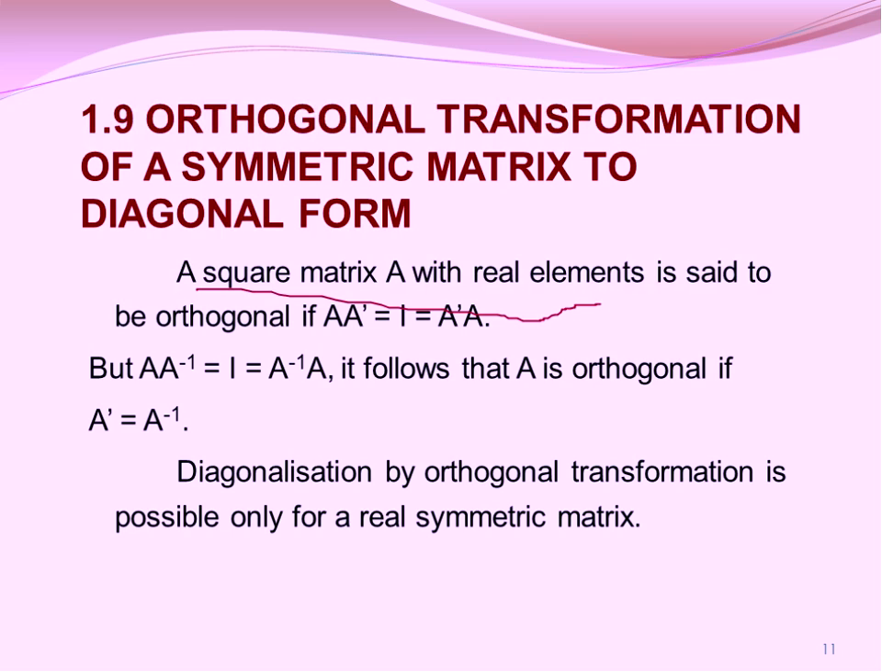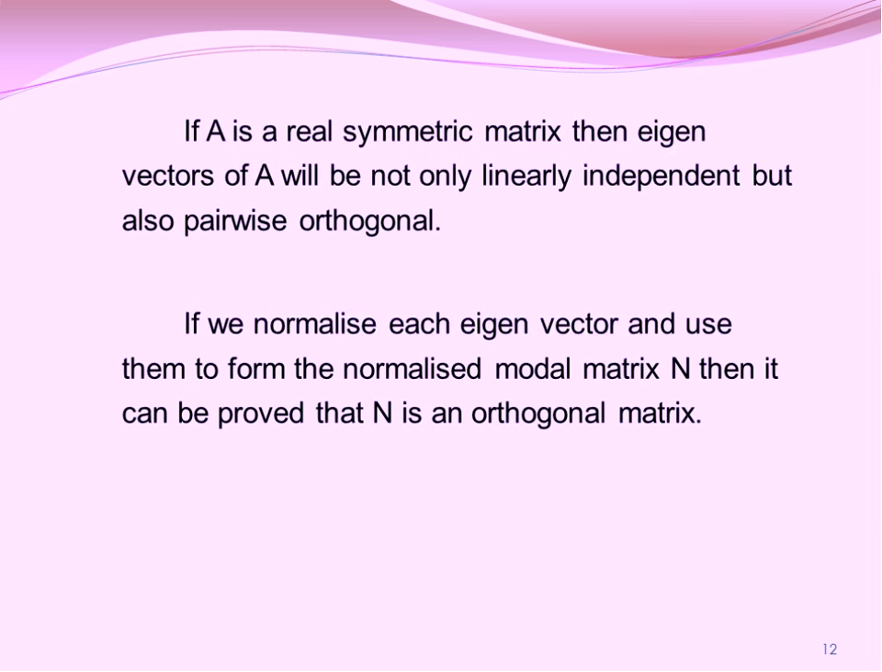Next is orthogonal transformation of a symmetric matrix to diagonal form. A square matrix A with real elements is said to be orthogonal if A transpose A is equal to I, and A A transpose is equal to I. But A into A inverse is equal to I, and A inverse into A is equal to I. It follows that A is orthogonal if A dash is equal to A inverse.